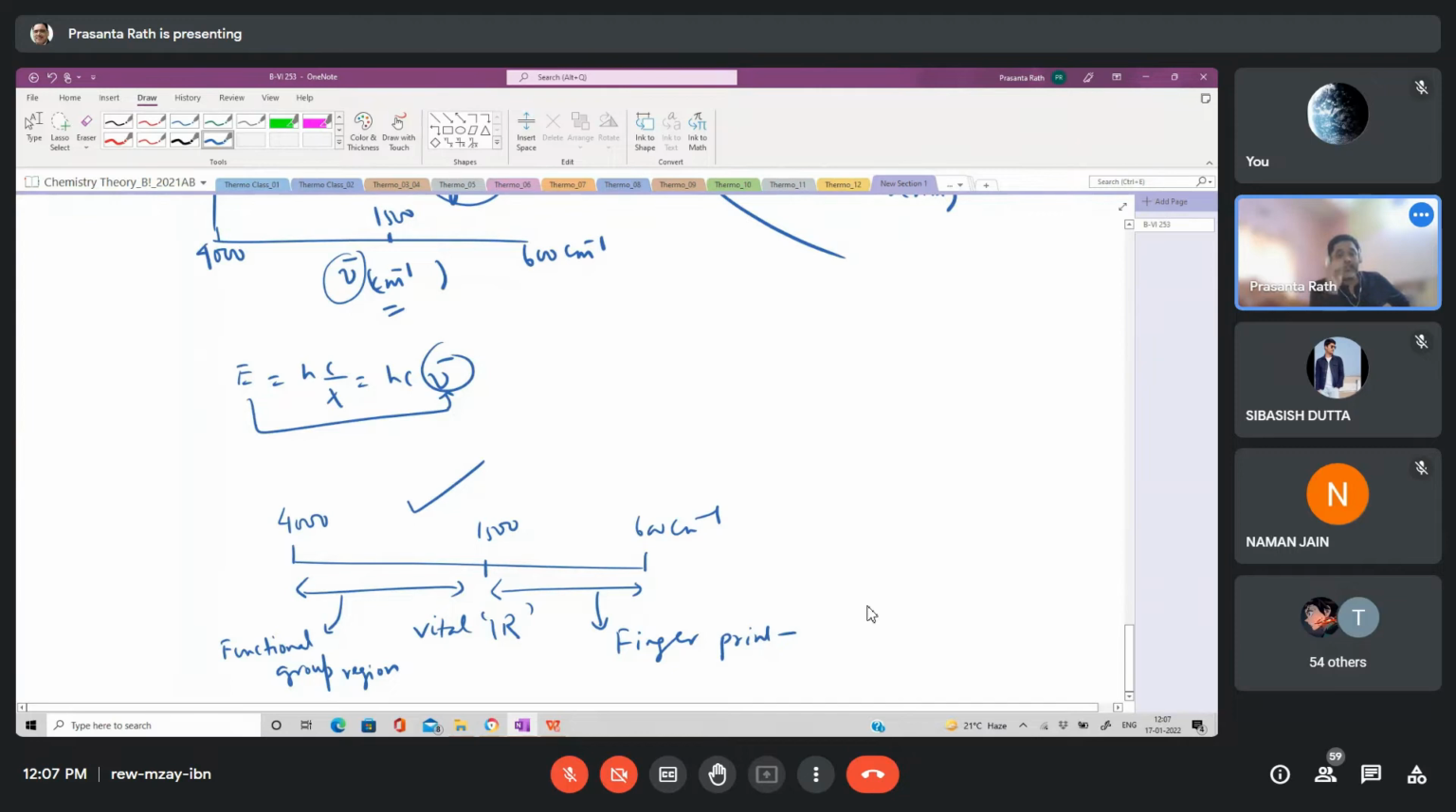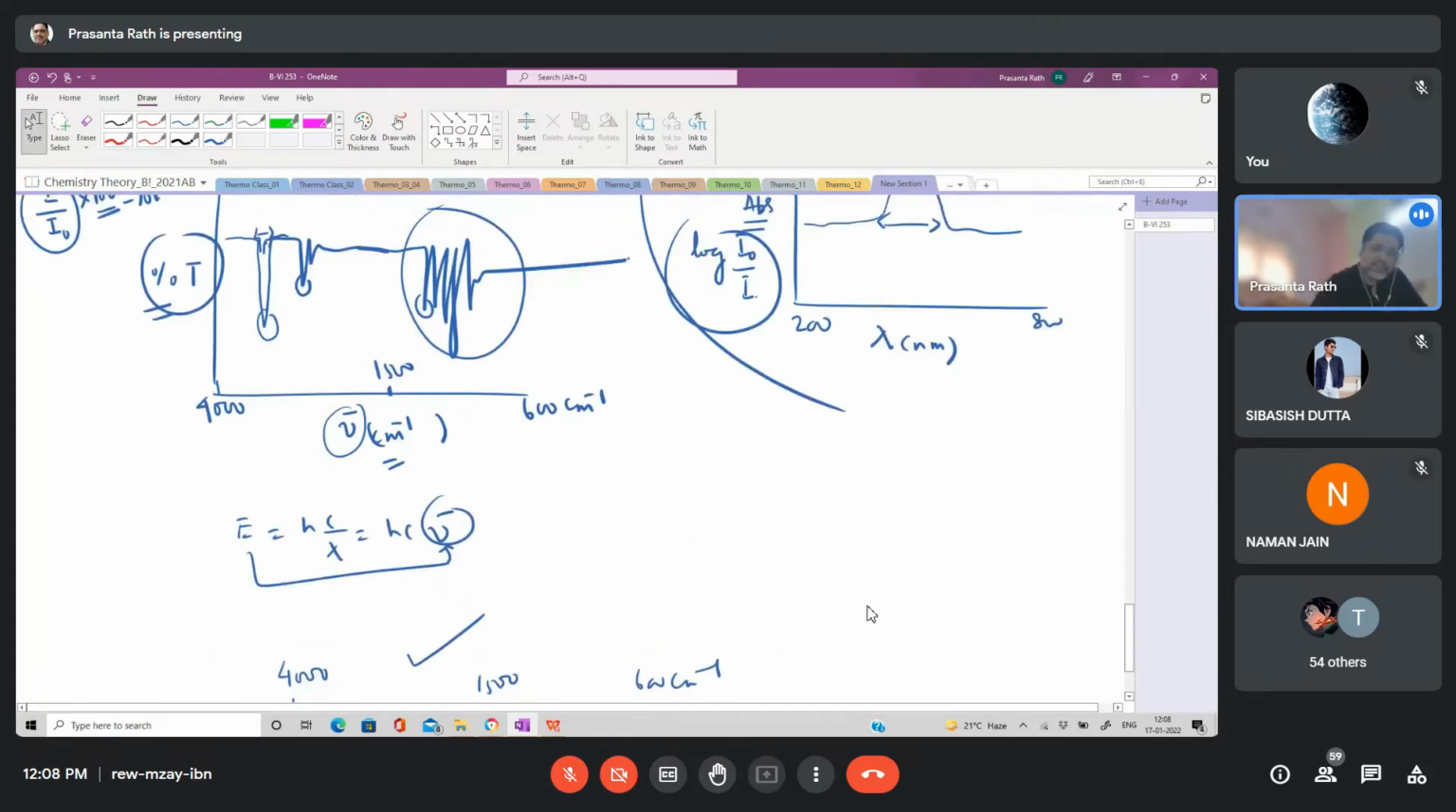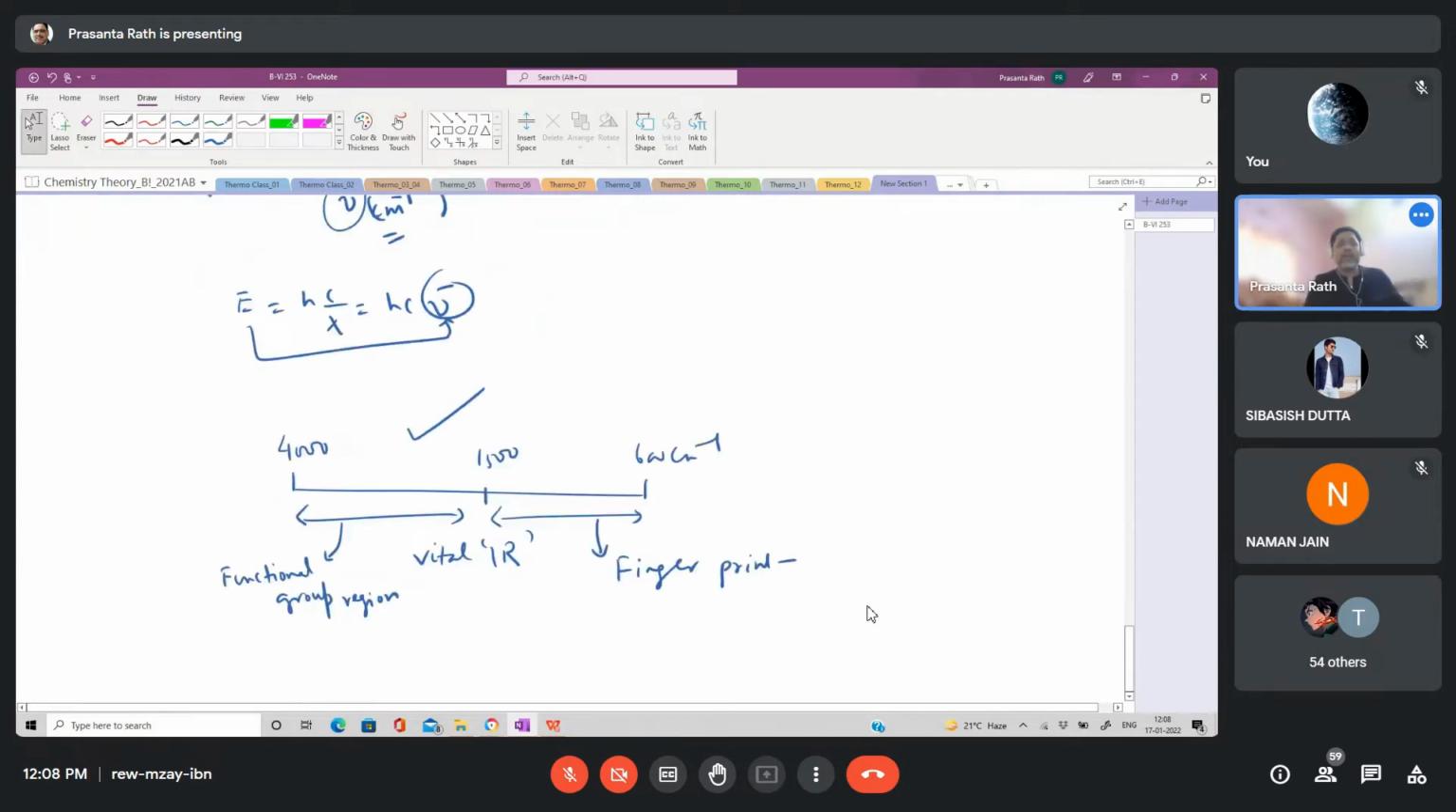हमारा ज्यादा इंटरेस्ट 1500 से नीचे नहीं है. क्यों नहीं है मैं बताऊंगा आपको. और 1500 टू 600 जो होता है उसको फिंगरप्रिंट रीजन बोलते हैं. व्हाई फिंगरप्रिंट? आपको पता होगा कि fingerprint of two persons never match. That means the spectral pattern in this 1500 to 600 centimeter inverse, ये जो spectral pattern here दिखाया गया है, this spectral pattern is a characteristic of compound and no two different compounds have same spectral pattern in the fingerprint region.